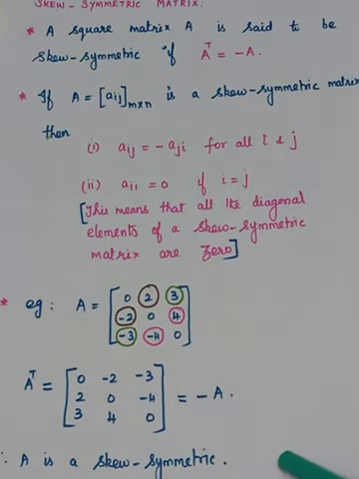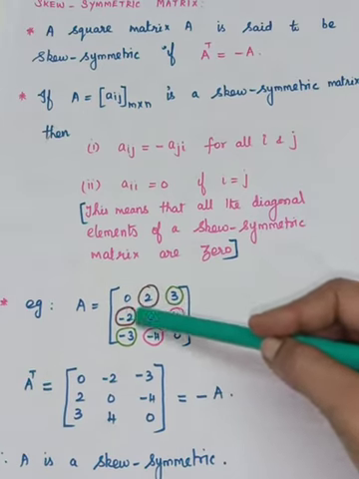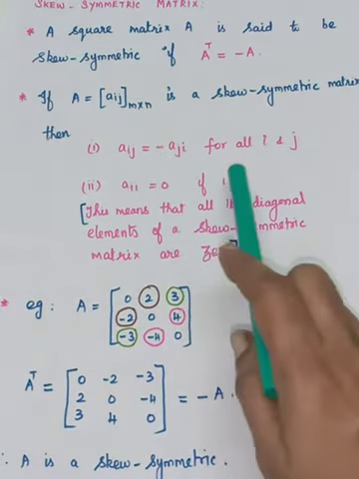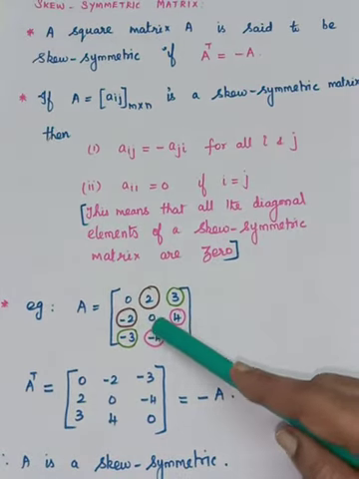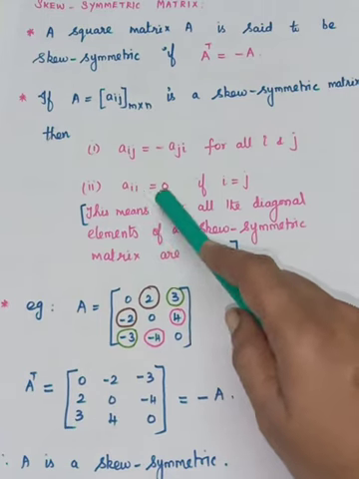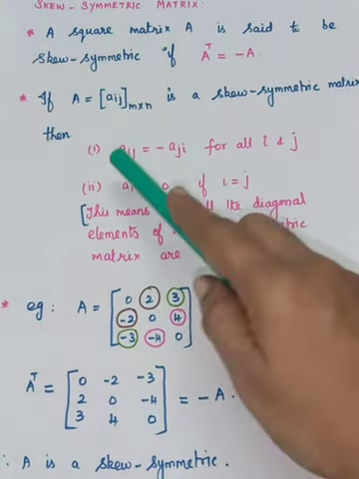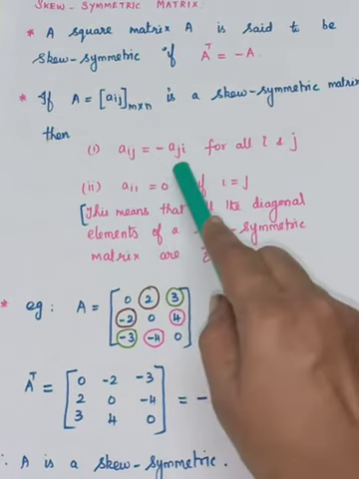We have found that a skew symmetric matrix means two results should be satisfied. One is that all the main diagonal elements are 0. If i is equal to j, meaning A11, A22, A33, where the row and column places are equal, then Aii is equal to 0. So the main diagonal entries are 0. And the second condition is Aij is equal to minus Aji.